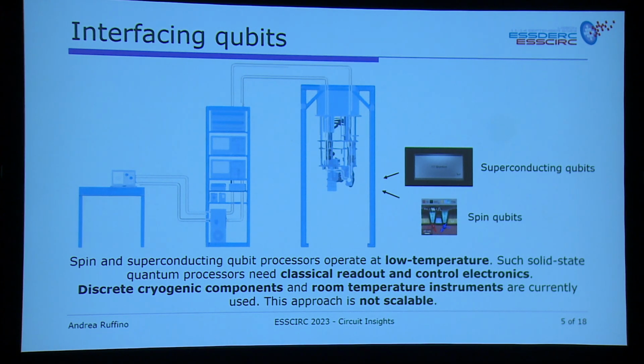So they are held at the base temperature at the sample stage of dilution refrigerators, which are large systems used to cool them down, while the electronics, which is classical electronics needed for readout and control, is typically implemented nowadays by discrete cryogenic components, some of which are inside the dilution refrigerator, and room temperature instruments, which are outside the dilution refrigerator, and they are wired into the dilution refrigerator to connect to the qubits. As the number of qubits grows, this wired approach doesn't seem to be scalable.